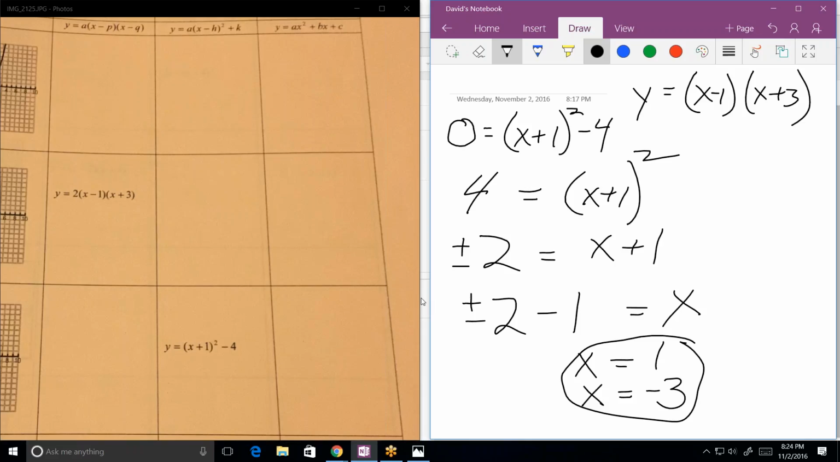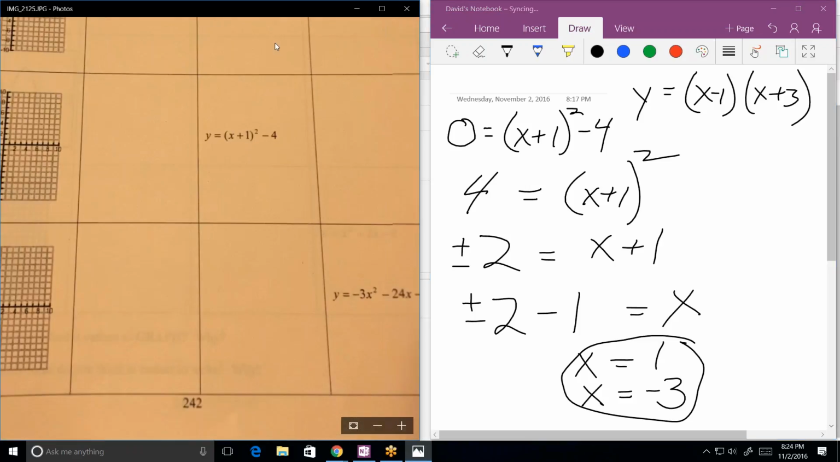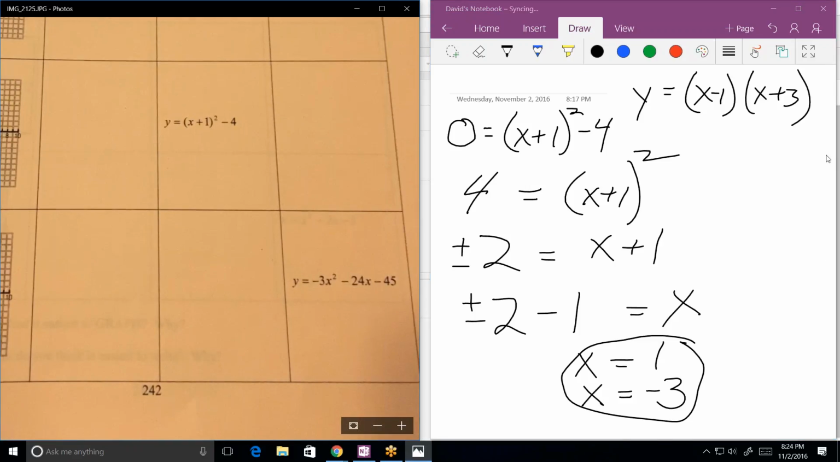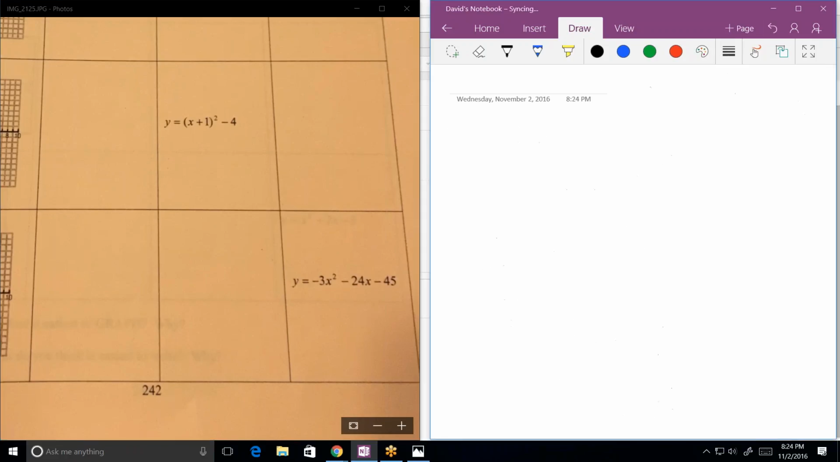So there's another one there. Yeah, there's one more. That last one. That's in standard form. Getting it to vertex form is the easiest thing. Once you have it in vertex form, we can set that equal to 0 and figure out what the x-intercepts are and then put it in x-intercept form.